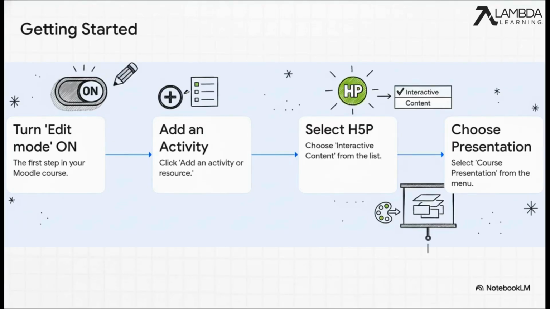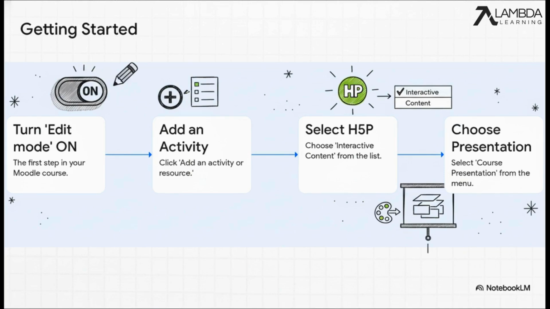So here are the exact clicks you need to know. In your Moodle course, first things first, turn Edit Mode on. Then you're going to click Add an Activity or Resource. A list will pop up, and you're looking for Interactive Content. That's the one with the H5P logo. And finally, from there, you just select Course Presentation.